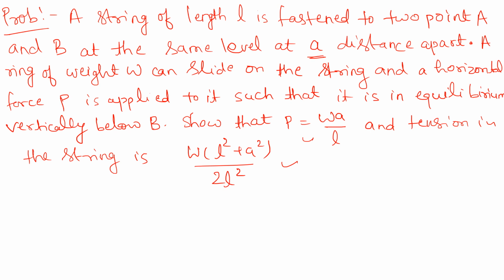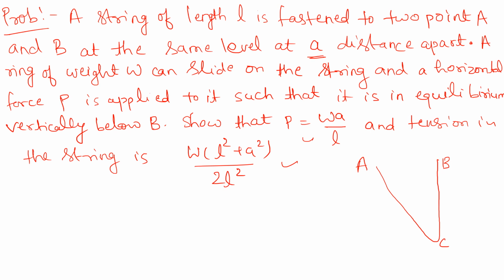So let us suppose first a string of length L. So this is a string, not like this. So this is A, this is your C, and this is your B. So ACB is the complete string that has the length L. And here you see, length L is fastened to 2 points A and B.